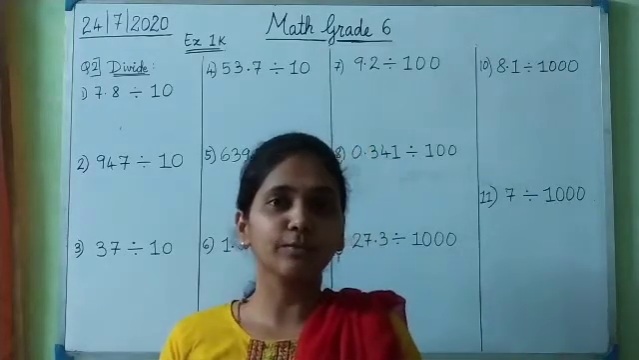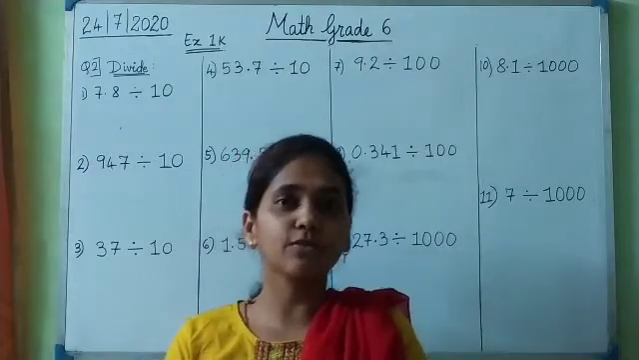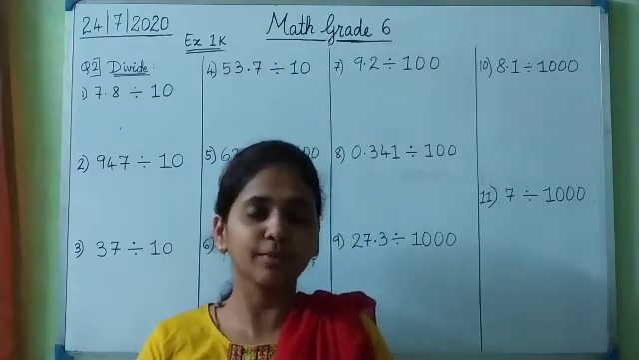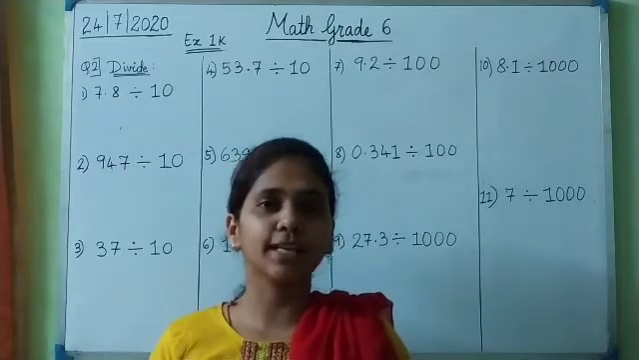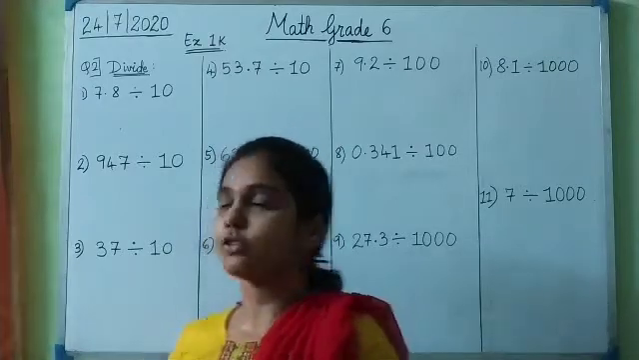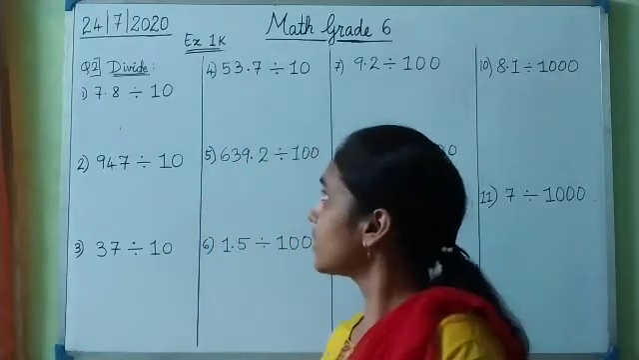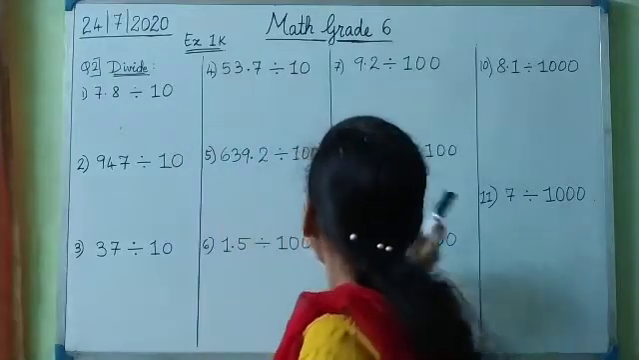We had studied multiplication of decimal numbers with powers of 10, 100 and 1000, right? That is how to multiply decimal numbers with 10, 100 and 1000. So today in today's class we are going to study how to divide decimal numbers by 10, 100 and 1000.